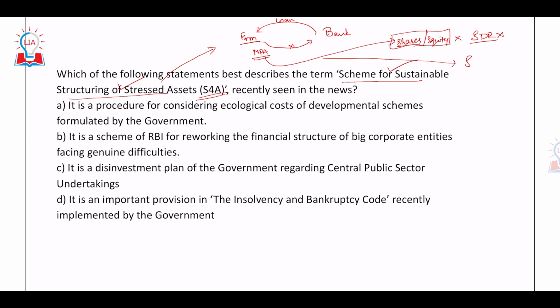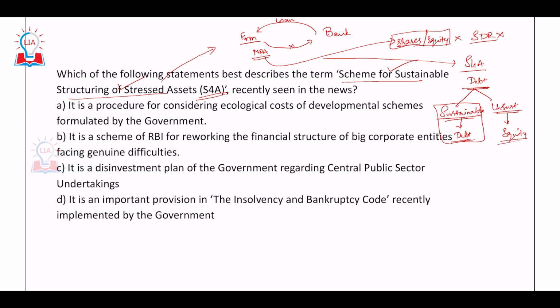Instead, the S4A scheme says that whatever debt is there, we'll convert it into two parts. One is sustainable debt. The other one is unsustainable debt. The sustainable debt is the one which will be paid as debt itself. The unsustainable part, which the firm will not be able to pay, will be converted into equity or shares. Those shares will be given to the bank. That part which it cannot pay will be converted into equity.